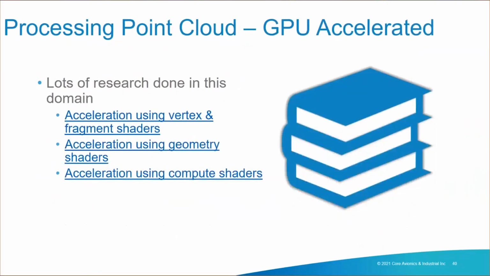And if you look at research, academic papers, you can find lots of examples of accelerating the Marching Cubes algorithm. There's examples of using fragment and vertex shaders on GPUs, examples of using geometry shaders on GPUs, and there's also examples of using compute shaders on GPUs. Now, I'm going to focus on the last one here, the acceleration using compute shaders.